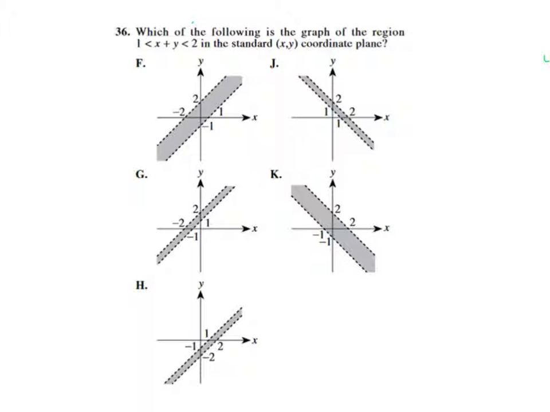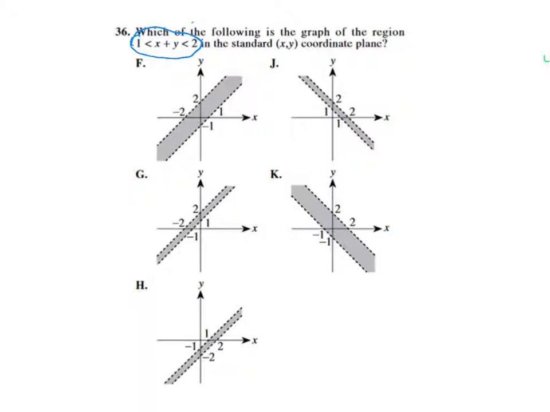Number 36, which of the following is the graph of the region 1 is less than x plus y is less than 2 in the standard xy coordinate plane? So we want to choose which one of these graphs is the graph for this inequality. Well, we can break that inequality up into two separate statements.